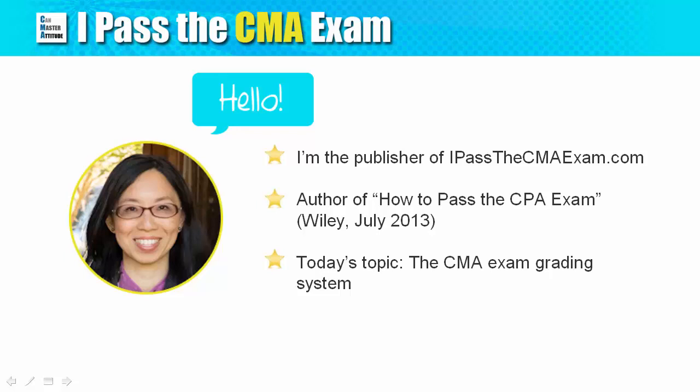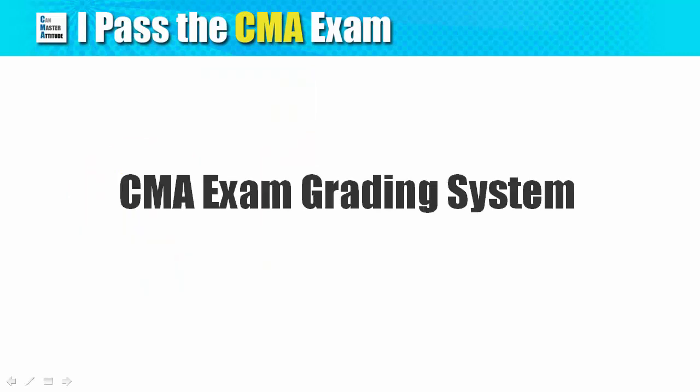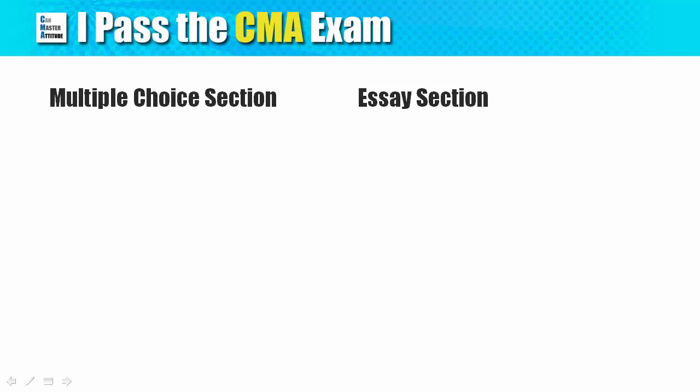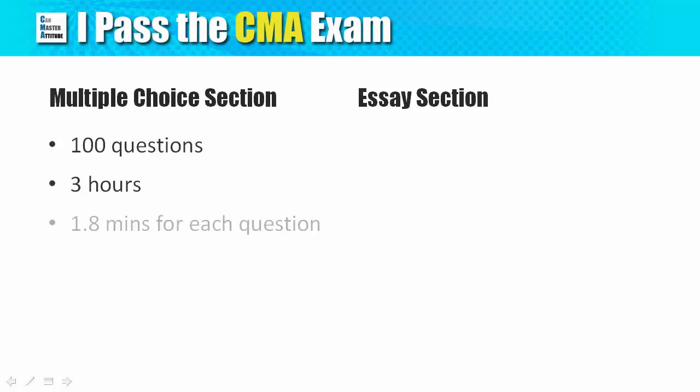Today, I would like to provide a quick summary on how the CMA exam is graded. The CMA exam grading system. There are two sections in each part of the CMA exam: the multiple choice questions and the essays. There are 100 multiple choice questions, and you'll be given 3 hours. This means that on average, you can spend 1.8 minutes on each question.